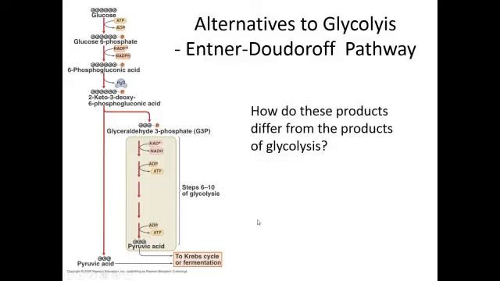So the thing to keep in mind when looking at this pathway is to look at how these products differ from the products of glycolysis. So we end up with G3P, just one of them, and a pyruvic acid. We end up consuming just one ATP. We end up producing one NADPH, one NADH, and 2 ATPs. So we have 1 ATP net production.